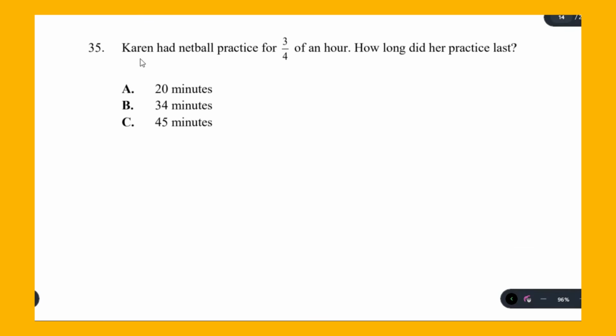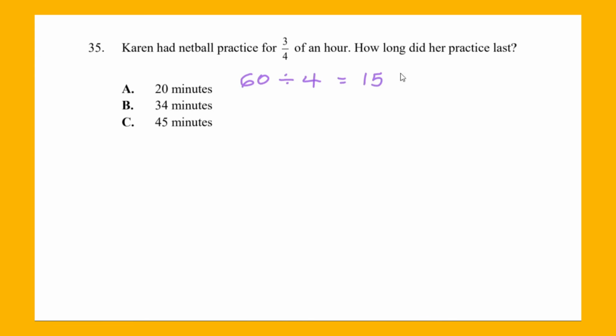Question 35. Karen had netball practice for 3/4 of an hour. How long did her practice last? We can complete this answer using two methods. The first is to split 60 into 4. So when we use 4 to divide 60, we get 15. So it means that 1/4 of an hour is 15 minutes.